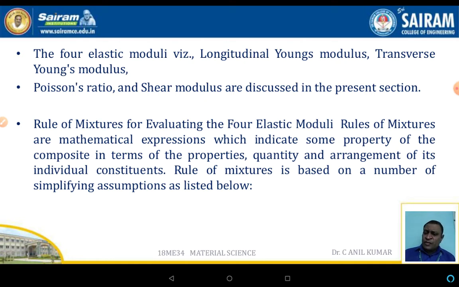The next topic is the rule of mixture. The rule of mixture for the evaluation of the four elastic moduli is most important, which is nothing but the mathematical expressions which indicate some properties of the composite in terms of the quantity and arrangement of its individual constituents. The rule of mixture is based on a number of simplifying assumptions as listed below.